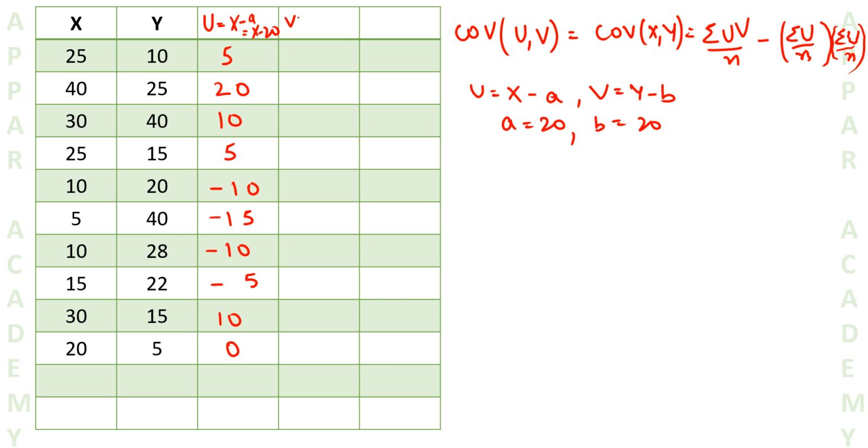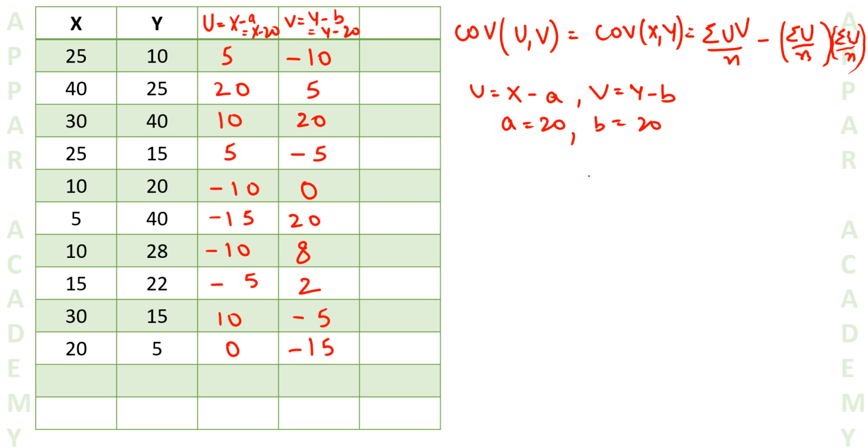Let's find out V, which is equal to Y minus B, which is equal to Y minus 20. So 10 minus 20 is minus 10, 25 minus 20 is 5, 40 minus 20 is 20, 15 minus 20 is minus 5, 20 minus 20 is 0, 40 minus 20 is again 20, 28 minus 20 is 8, 22 minus 20 is 2, 15 minus 20 is minus 5 and 5 minus 20 is minus 15.